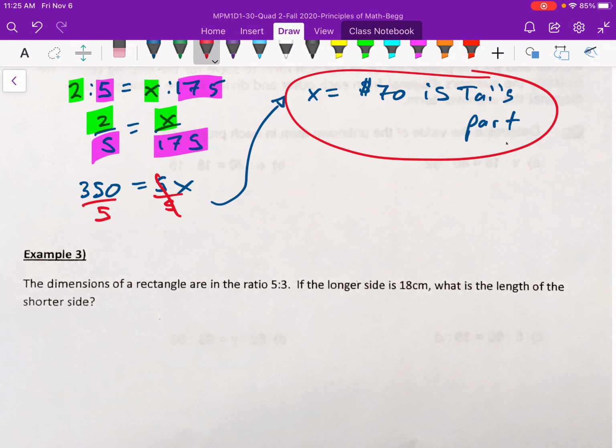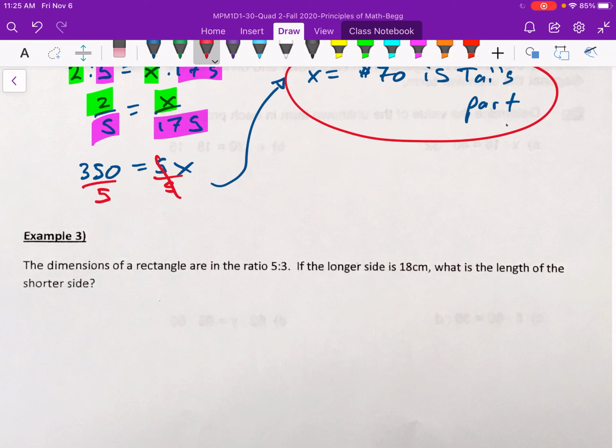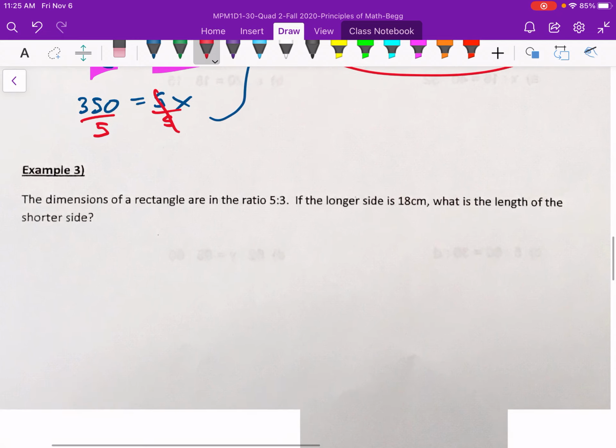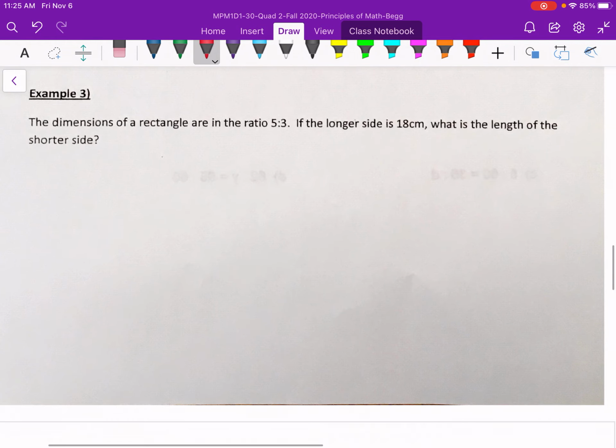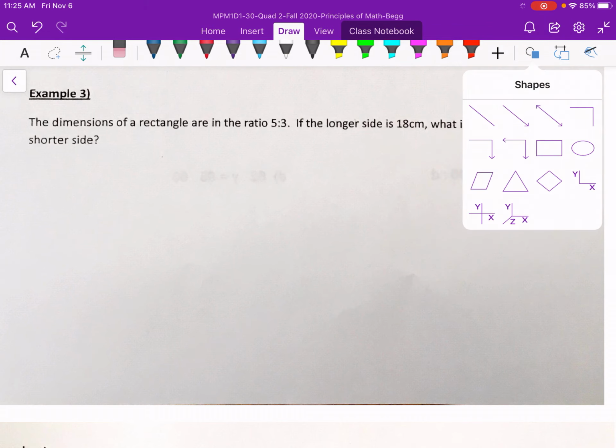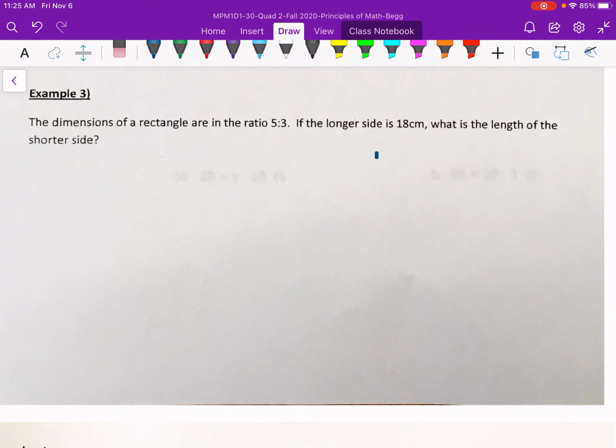The dimensions of a rectangle are in the ratio 5 to 3. If the longer side is 18 centimeters, what's the length of the shorter side? All right, whenever they give you a question that might involve drawing a picture, I say go for it and draw that picture for sure. So since they're talking about a rectangle, let's draw a rectangle. Okay, here's a rectangle. It's in the ratio 5 to 3.